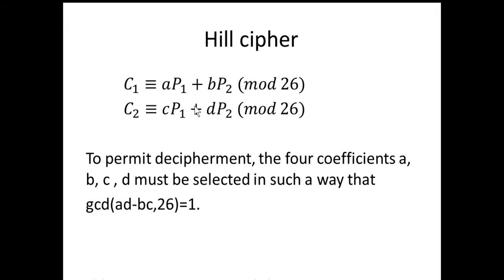And how do we decrypt? To permit decipherment, the four coefficients A, B, C, D are to be selected in such a way that the GCD of AD minus BC and 26 is 1. So this thing you have to remember. And this is for deciphering only, not for encryption.